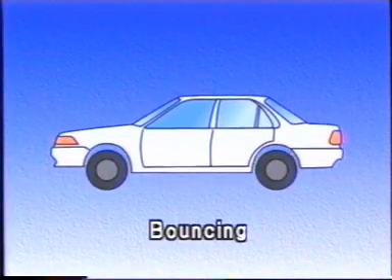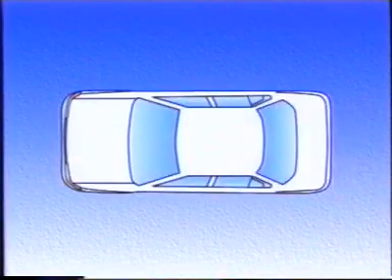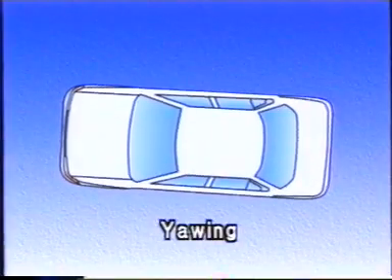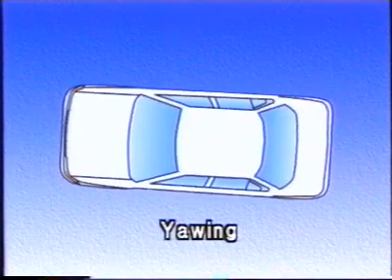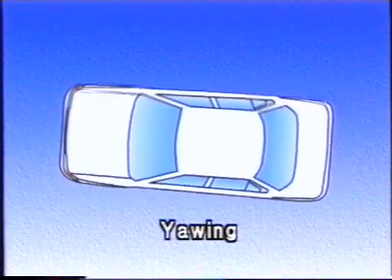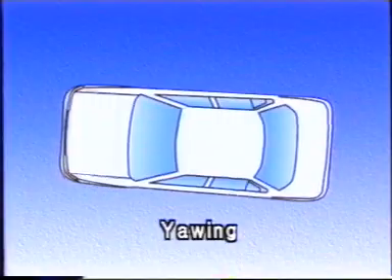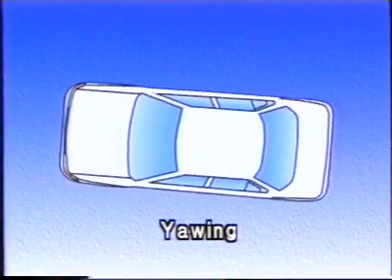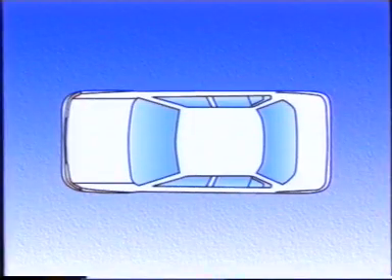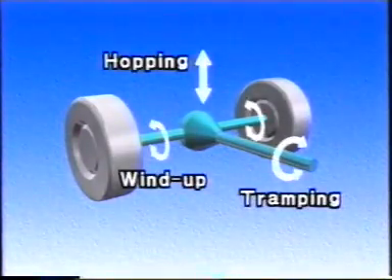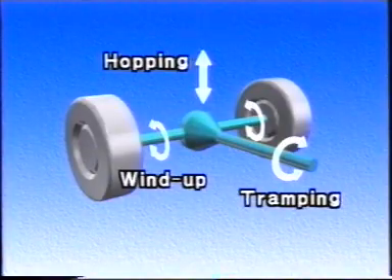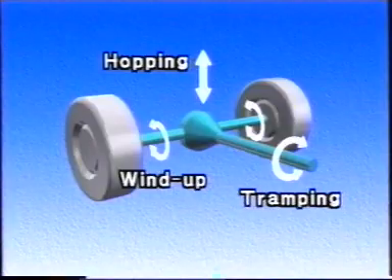In yawing, the front and back of the vehicle move sideways in opposite directions when the vehicle goes over large bumps in the road surface or when driving on a rough track. The passenger feels this as a sideways shaking. Apart from these, the wheels and axles suffer types of jolting related to the unsprung weight, called hopping, tramping, and wind-up.